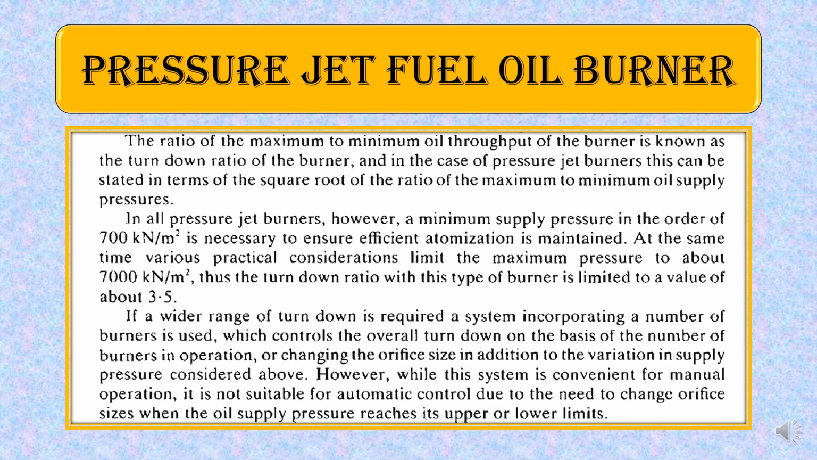Considering the various practical aspects, the maximum is approximately 7,000 kilonewton per meter square, and in that case the turn down ratio will be approximately 3.5. A wide range of turn down is required, so a system incorporates a number of burners. If you see tankers and so on, you have the high firing burner and low firing burner, all these in that system, basically to have the overall turn down on the basis of the number of burners in operation. Sometimes you have four burners in the boiler.